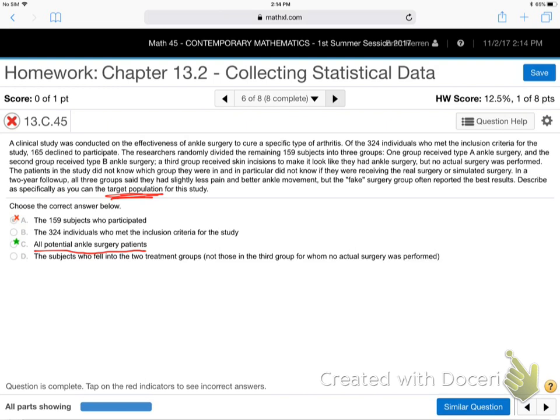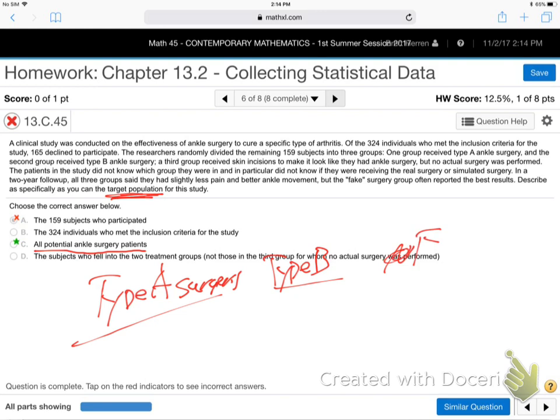What they're doing, there's two types of surgery. There's type A surgery. So they took a bunch of patients who had ankle trouble, and they broke them into three groups. And they had a bunch of them they did type A, a bunch of them they did type B surgery, and the third group, fake surgery. No surgery at all, really. They just cut them open, put them out, cut them open, sealed them back up, didn't tell them for 2 years that they received no surgery at all.